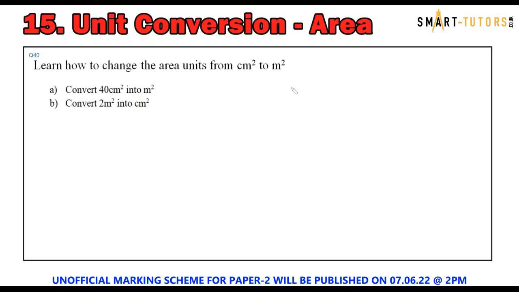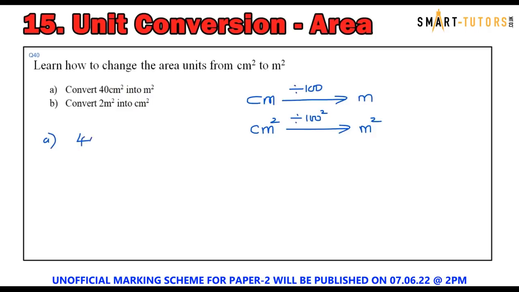Now to convert the unit, the theory says centimeter to meter, you must divide by 100. If it is centimeter squared, you need to do the same thing. Centimeter squared to meter squared, you need to divide by 100 squared. That's all. So 40, part A, 40 centimeter squared means 40 divided by 100 squared.